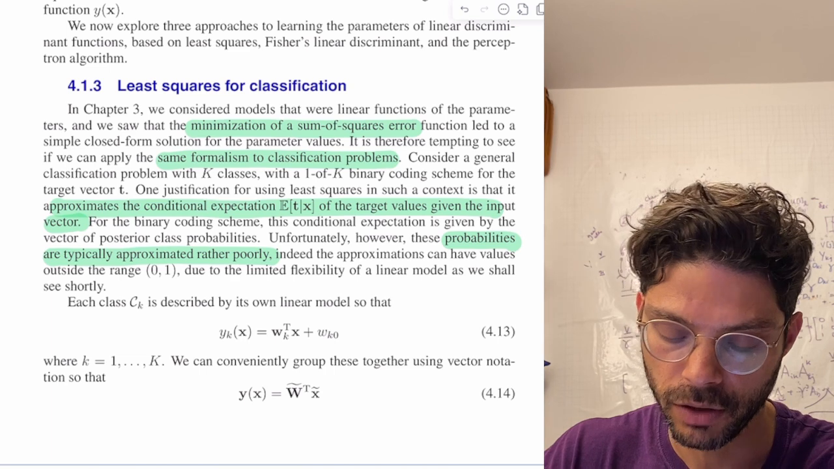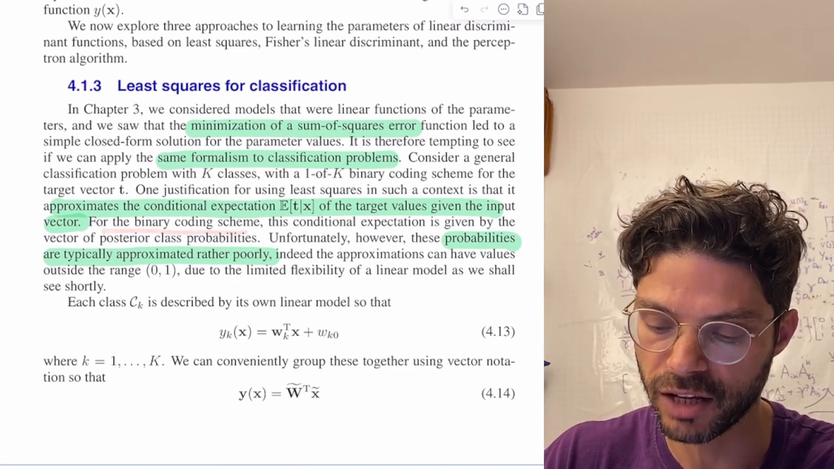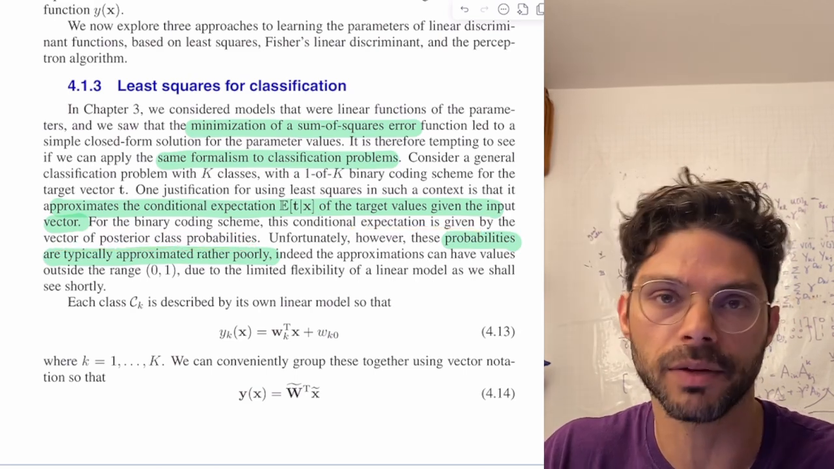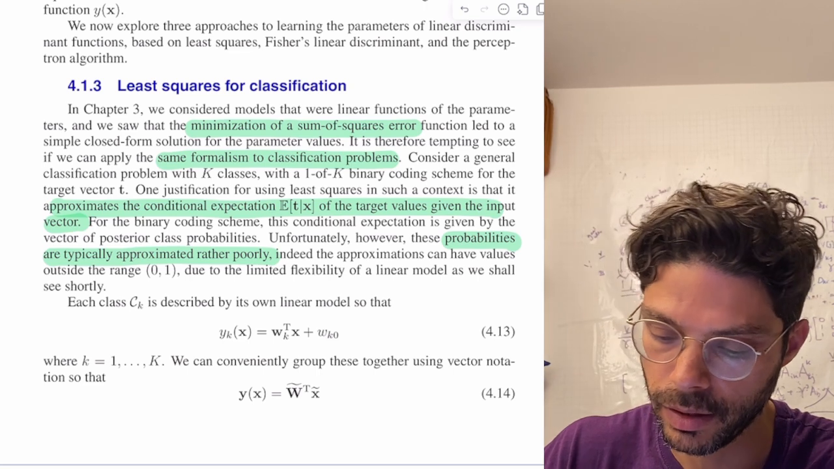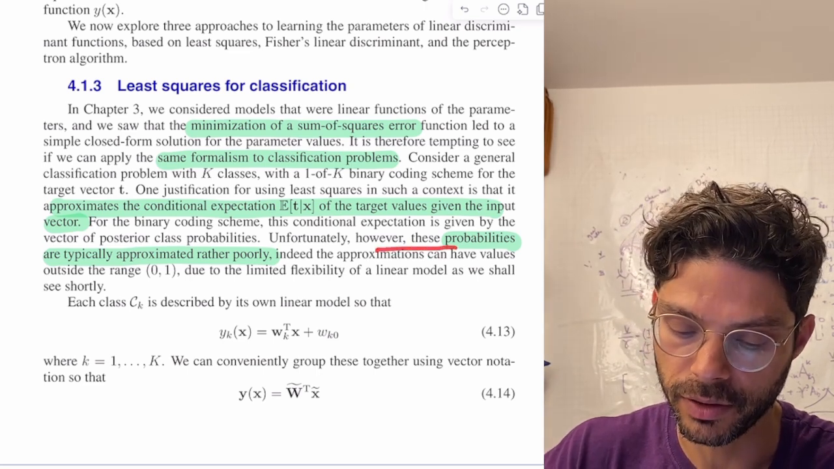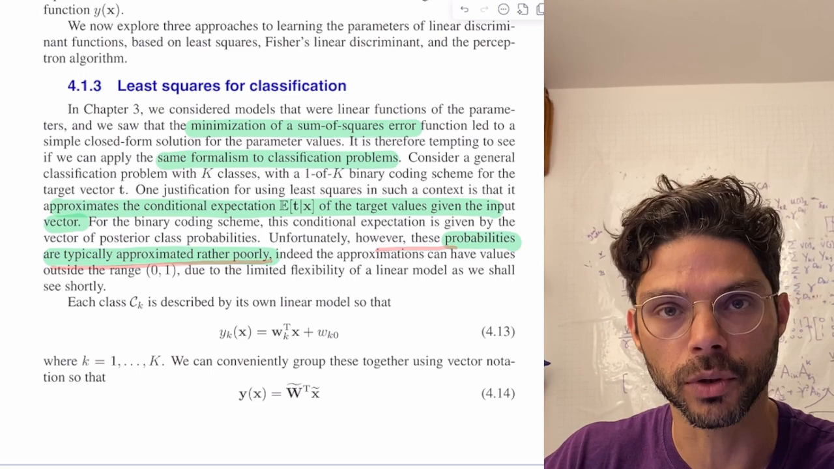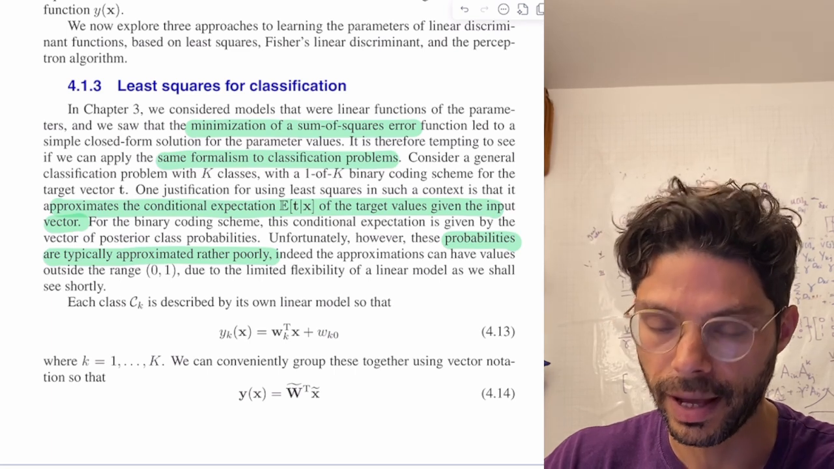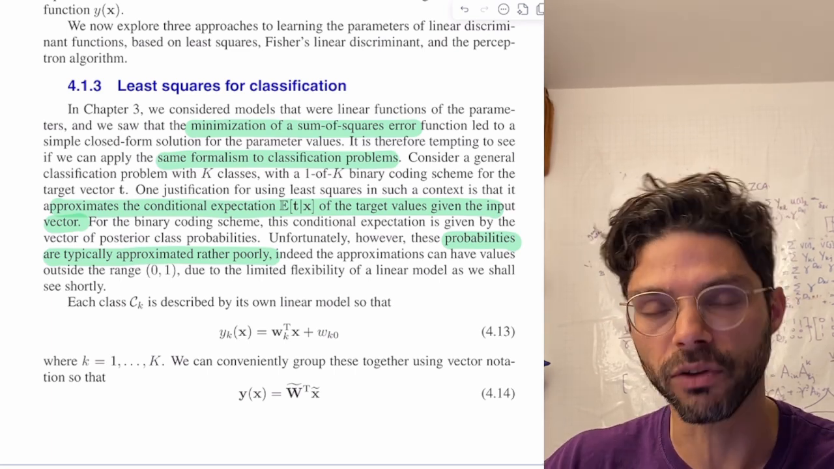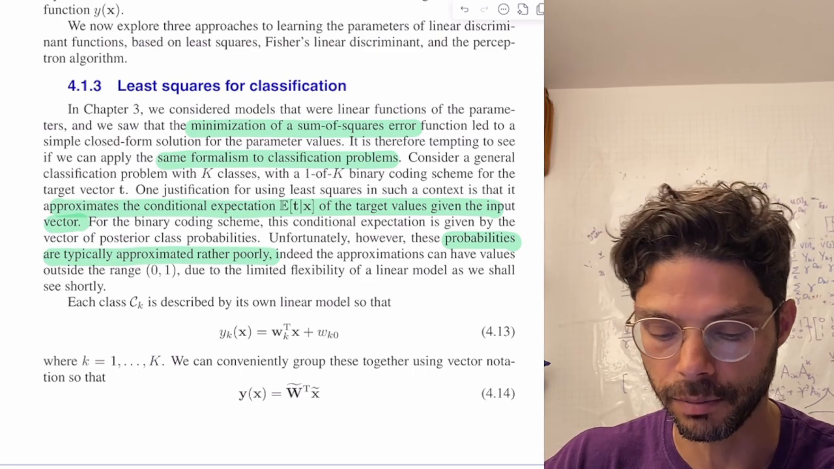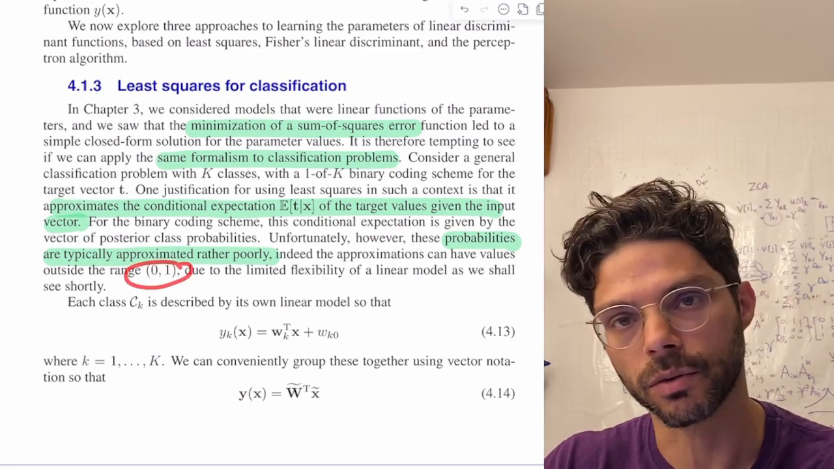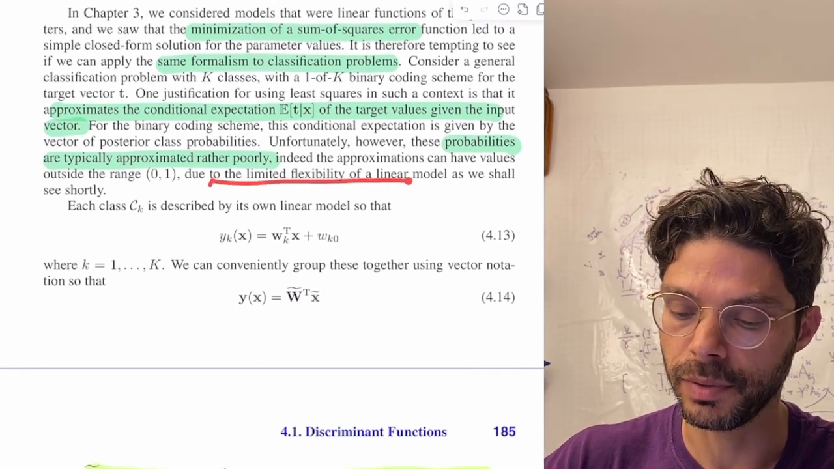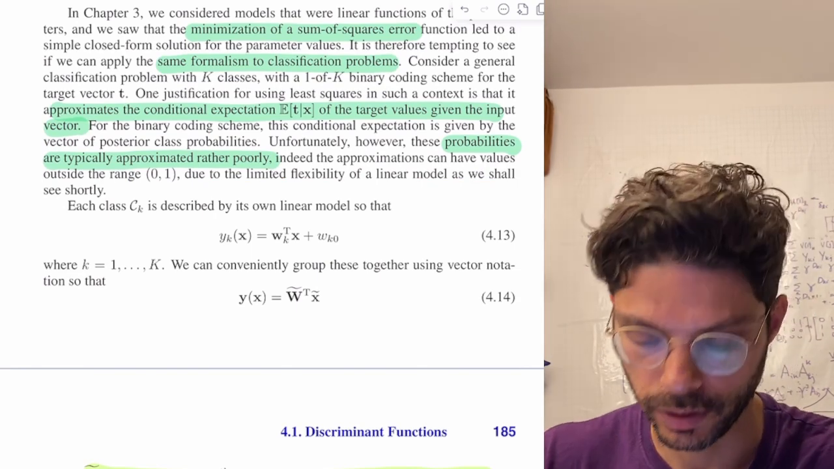For the binary coding scheme, the conditional expectation is given by the vector of posterior class probabilities, right? So that's not a bad thing to want to approximate. Unfortunately, however, these probabilities are typically approximated rather poorly. So we're going to try to achieve this value, but we're not going to actually be able to do it. And the values that we do get aren't necessarily going to be interpretable as probabilities because they're going to fall outside of the 0-1 range. This is due to the limited flexibility of a linear model, as we shall see shortly.